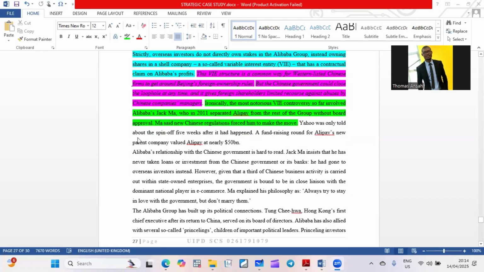Yahoo was only told about the spin-off 5 weeks after it happened. So more and more issues are coming up.